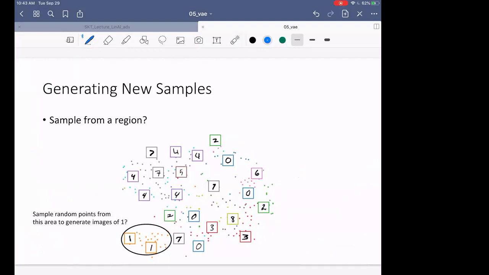Because this is an area of 1s, this is a subspace in the lower dimensional space. There's a subspace where only the 1s reside. So maybe you can try to sample random points from this specific area to generate images of 1. You sample from this area, and it's reasonable to believe that they'll all be 1s.